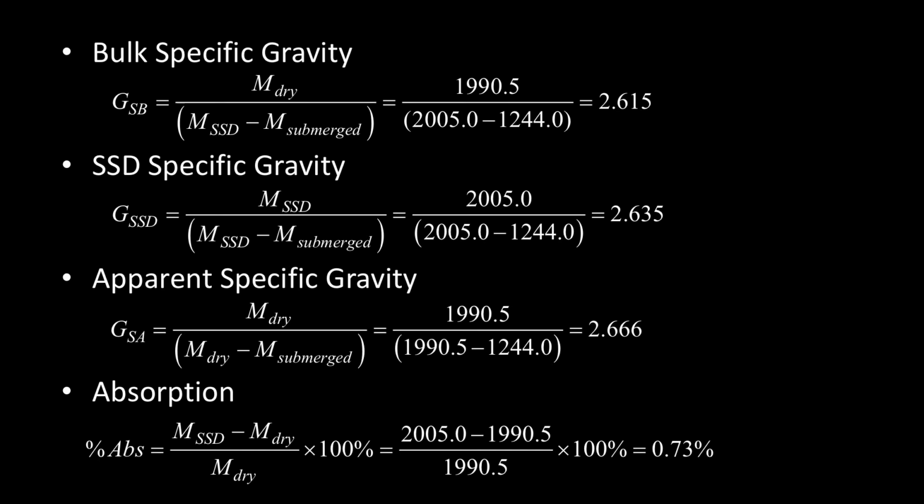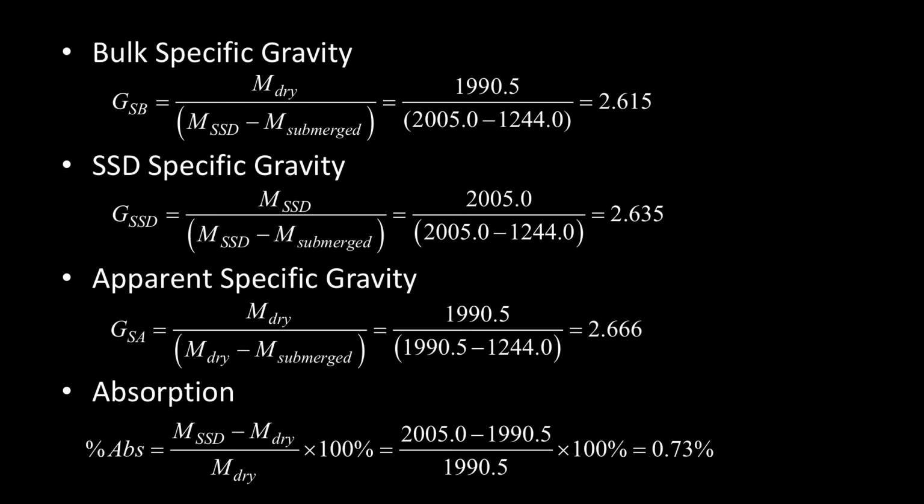Bulk specific gravity is calculated by dividing the oven dry sample mass by the SSD sample mass minus the submerged sample mass times the density of water. SSD specific gravity is calculated by dividing the SSD sample mass by the SSD sample mass minus the submerged mass times the density of water. Apparent specific gravity is calculated by dividing the oven dry sample mass by the oven dry sample mass minus the submerged sample mass times the density of water.